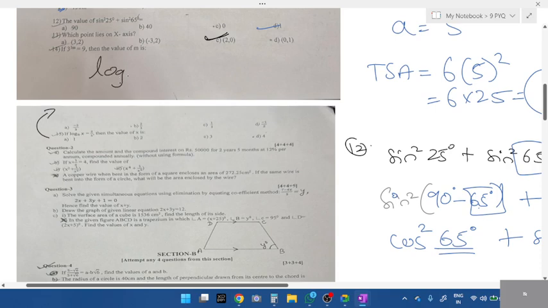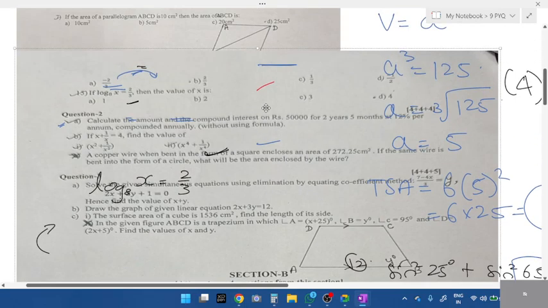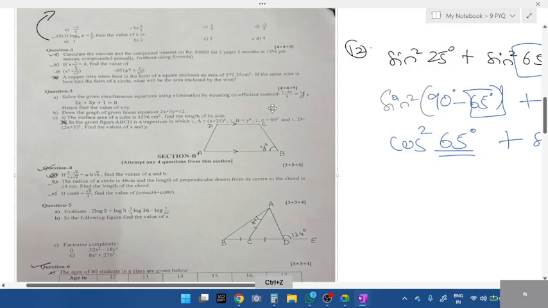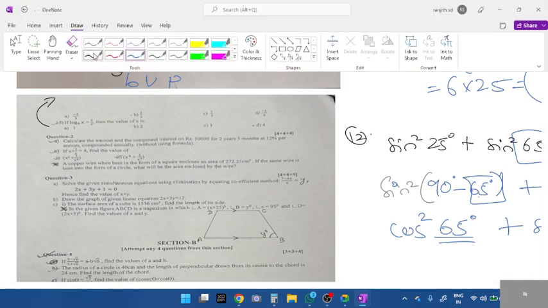Next, what about the 15th one? Log 8x is equal to 2 by 3, is it 8x or ax, students? Log 8x, okay. How do you convert this into exponent? All of you will respond. How do you find the value of x? You have to convert into indices form. This is base, value, power. How do you convert into indices, students?